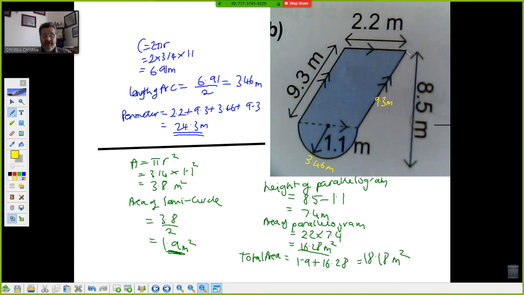So to get the height, if I can draw it in crudely, I'll try. To get the height here, I want something like that, yeah? Again, really, really rough here. So I want to do 8.8 take away 1.1, which is where I got my 7.4 from earlier. So now I can do the area of the parallelogram. 2.2 is the base, and the height is 7.4, comes to 16.28. Don't forget to add on the semicircle, final answer 18.2 or thereabouts.